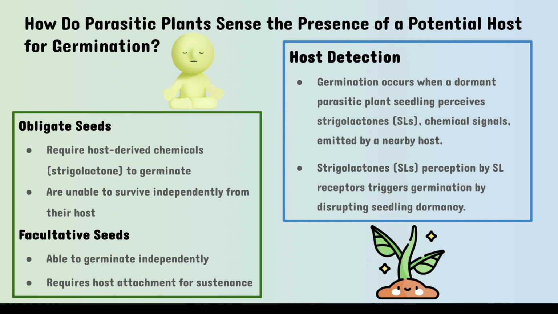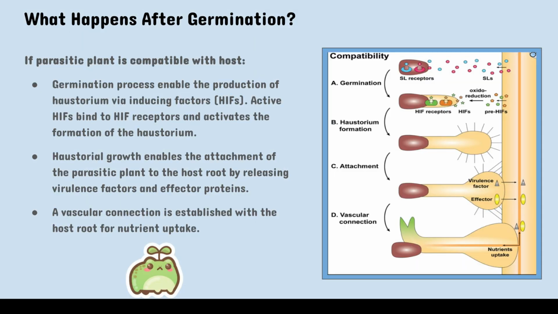This differs between the 2 types of seeds. Obligate seeds require strigolactone to germinate and are unable to survive independently from their host, while facultative seeds are able to germinate independently and require host attachment for sustenance. Now, what happens after germination?